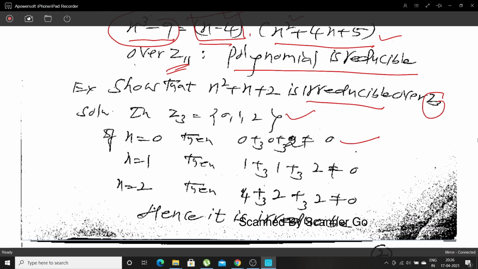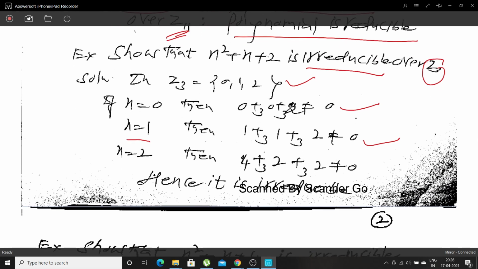If I replace x by 1, again not equal to 0. That means we can't split the polynomial of higher degree into lower form. Similarly, if I take x equal to 2, again it is not equal to 0. Whenever we get not equal to 0, that indicates it is irreducible. Reducible means it should be equal to 0.